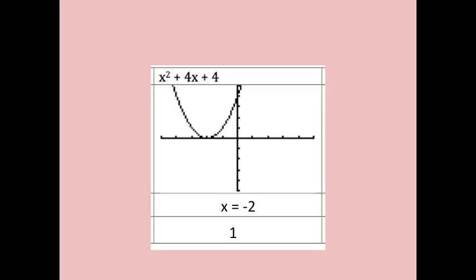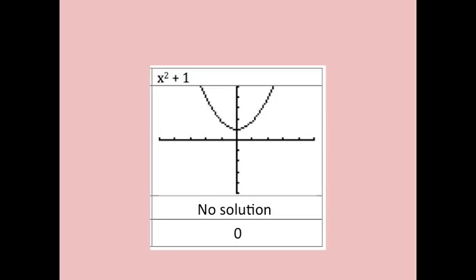Same thing happens with the next parabola. Again, it just barely touches the x-axis, the vertex lies on the axis at -2. So this one has 1 solution at x equals -2. The final parabola does not touch the x-axis at all, so this one has no solution, has 0 solutions.